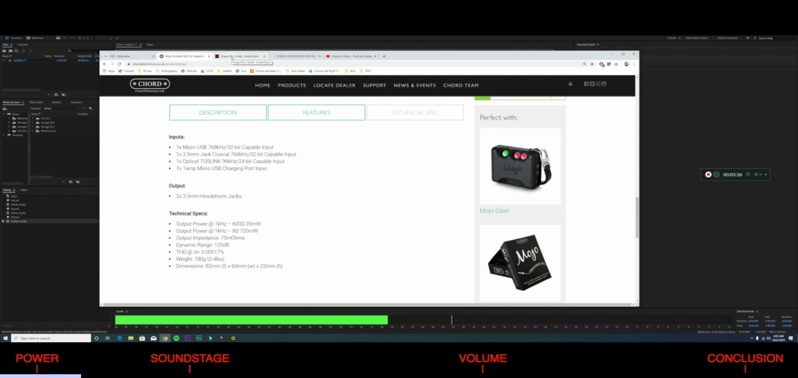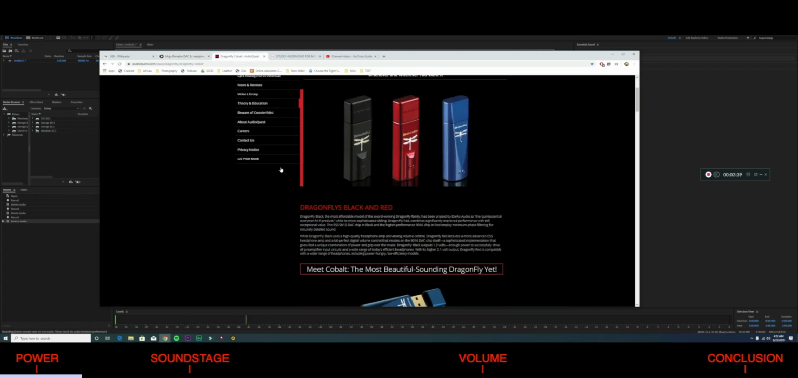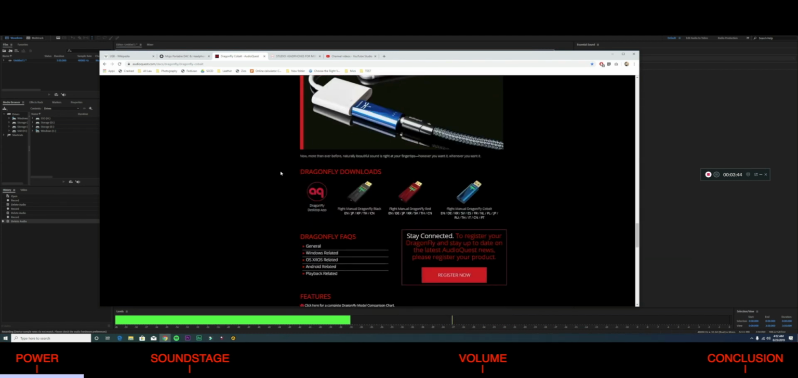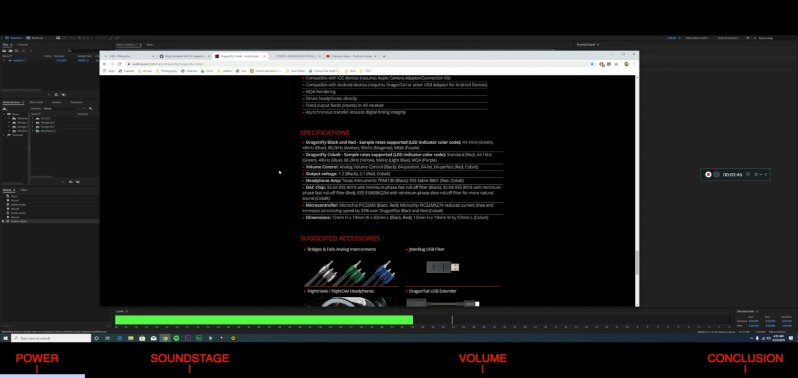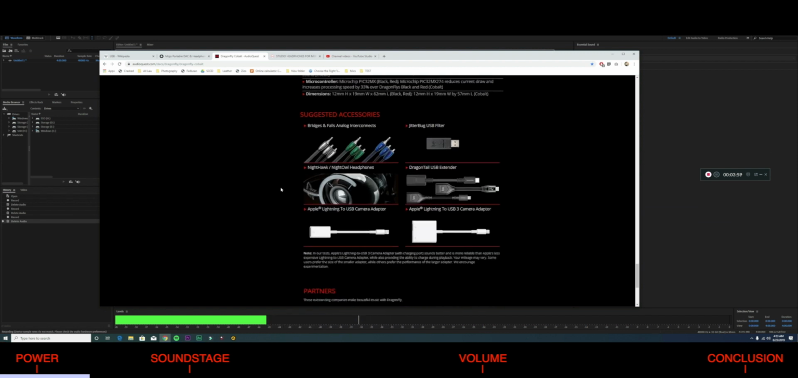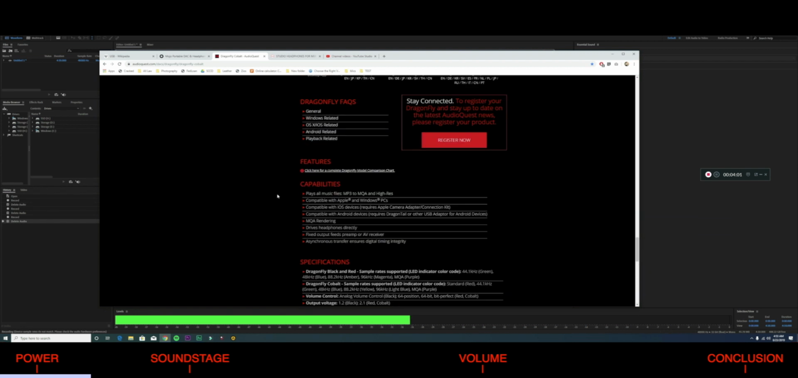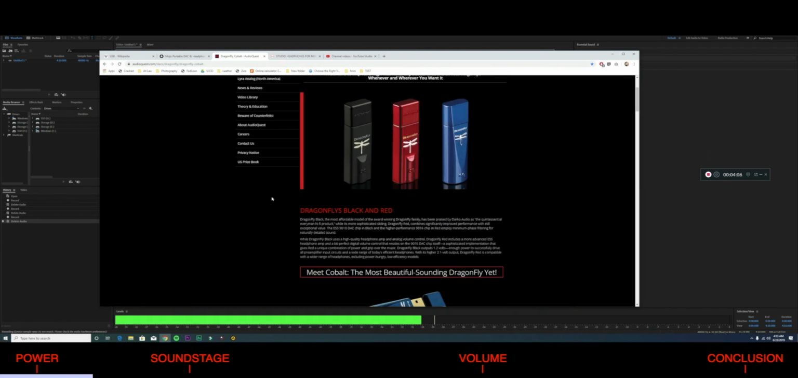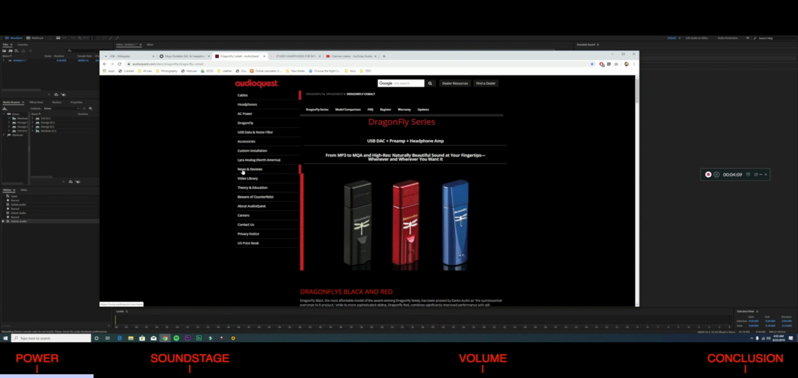What about the Cobalt? Well, things get even worse there. The Cobalt has no real numbers for power output, how much they can drive. Instead, the AudioQuest website simply says output voltage 2.1. See that? Output voltage 2.1. Well, that's not particularly helpful when you're trying to figure out what impedance headphones these things max out to. And I checked and I couldn't find anything on their website. Is it possible it's somewhere in their marketing material? Maybe. I don't know. But there is a way around this little conundrum.